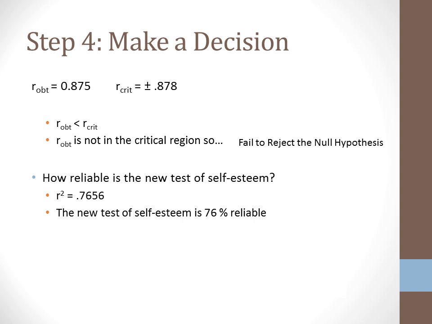Because it seems like there is a real relationship here. Well, the answer is yes, there is a relationship here. One, you can tell because the critical and the obtained values are very close together. And if we were to increase our sample size, even by one subject, we would actually get a response where we would reject the null hypothesis.